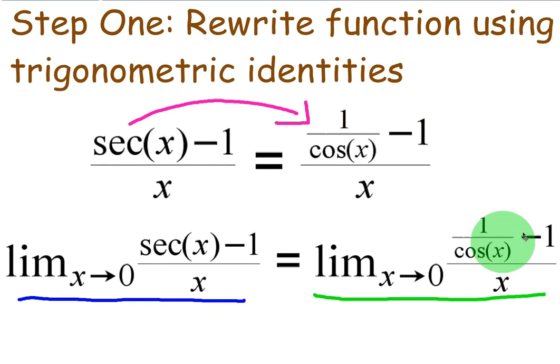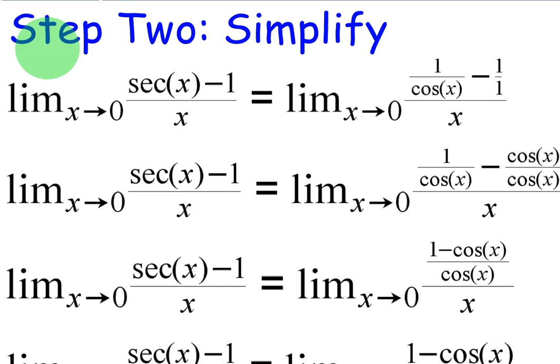Now I want you to see the top here. We want to combine these, right? We always want to combine two terms on the top of a fraction. So we're going to write 1 as cosine over cosine. Okay, so 1 is 1 over 1, right? And then it's cosine over cosine. So we get 1 minus cosine over cosine, over x.